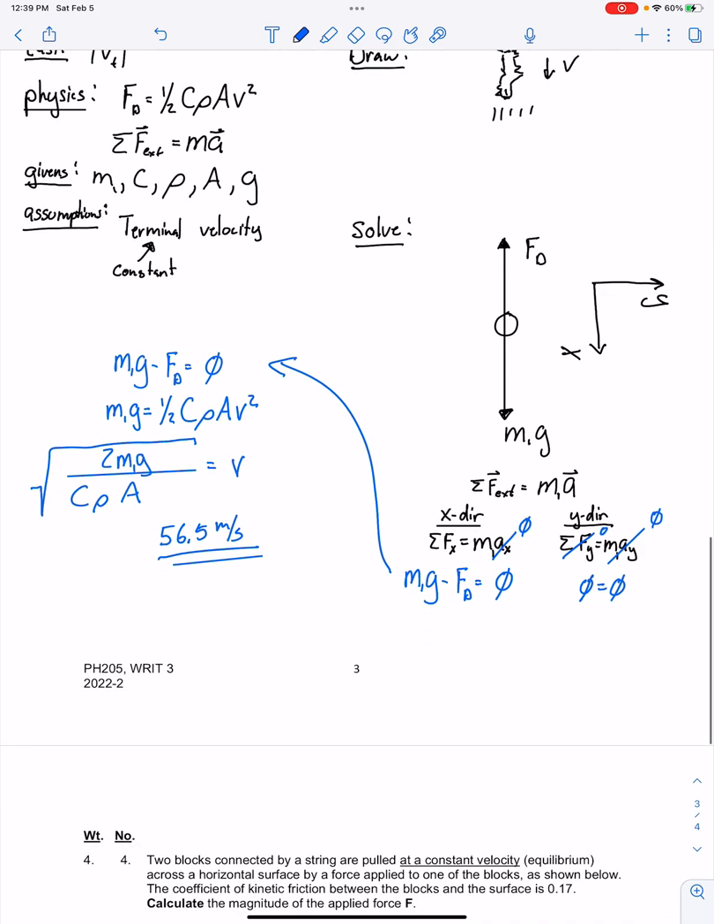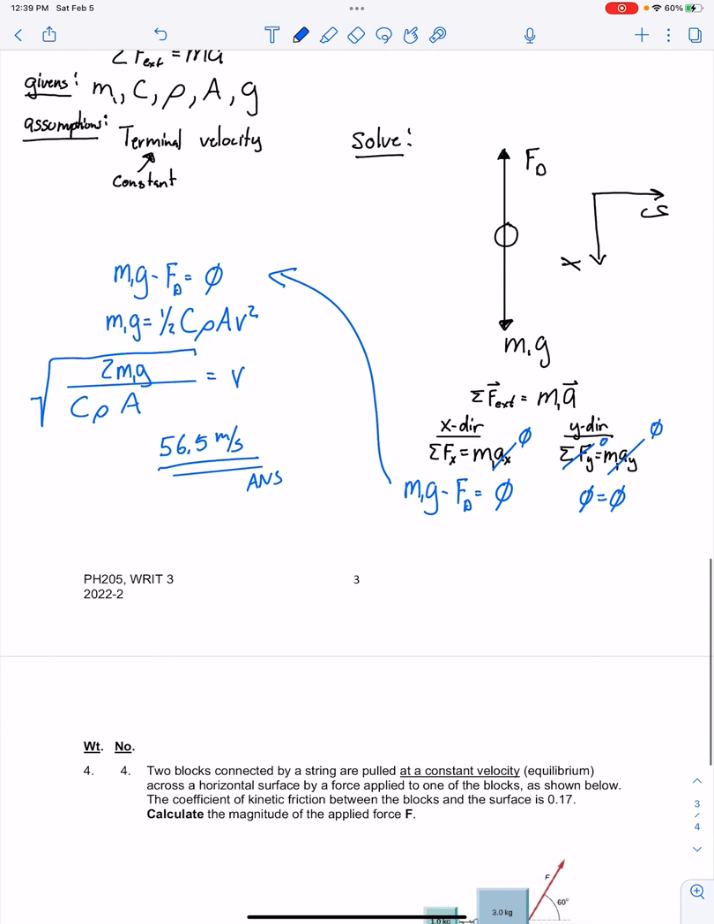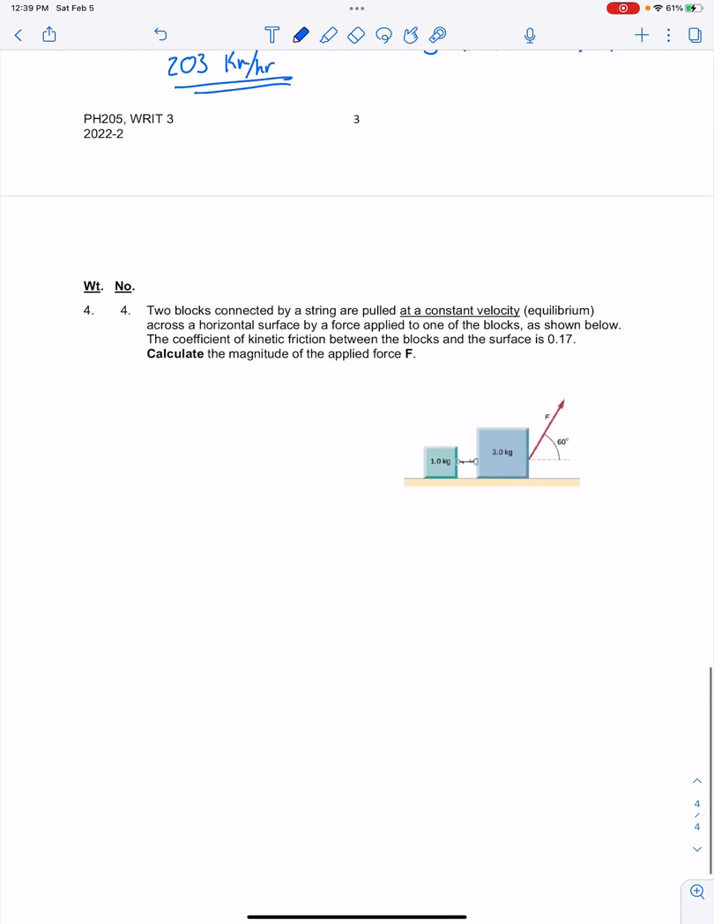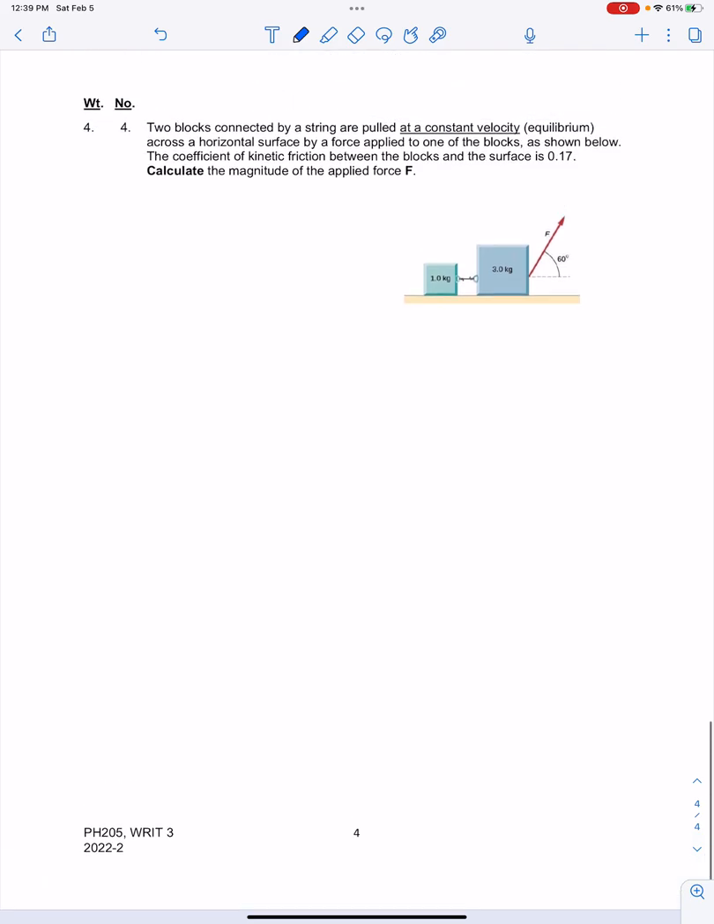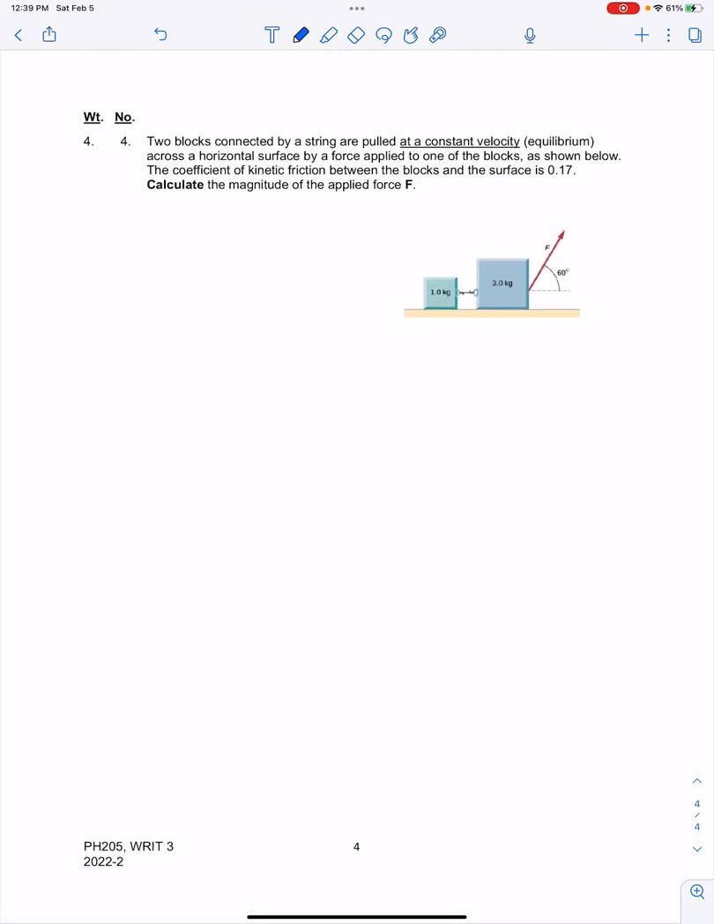So there's one answer, but this would not be full credit. You also need to convert it to kilometers per hour, and if you do that correctly, you'll get 203 kilometers per hour. All right, so we need both of those to get full credit for this problem. All right, awesome. And now we're down to our last problem. And this is the one we worked out in class.